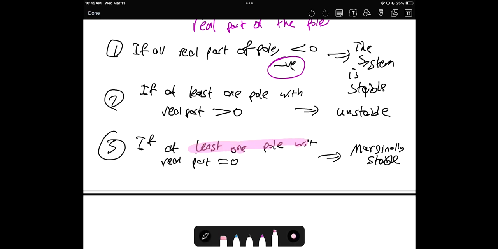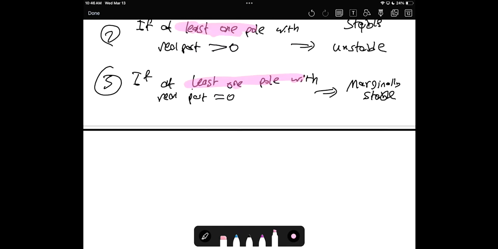At least one pole. While in order to say the system is stable, all the real parts of all poles must be negative. If one of them equals zero, this is marginally stable. If one of them is positive, then this is definitely unstable. If two or three are positive, of course, unstable. But when you detect one of them larger than zero, it will definitely be unstable. In other words, all of the poles must be in the left half plane.